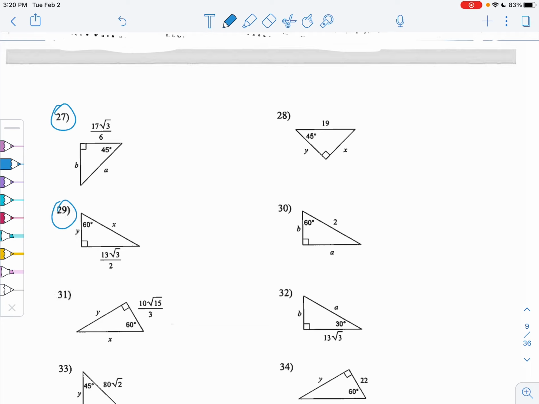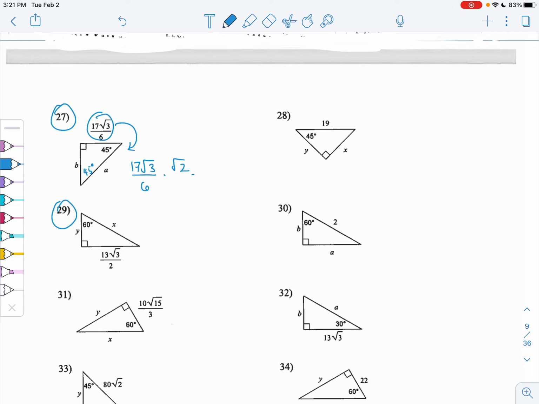So in 27, you're given a 45, 45, 90 triangle. We know that we're going here from the leg, which is shorter, to the hypotenuse. So that means when you're deciding between multiply or divide, it would be multiply. The factor would be radical 2 for 45, 45, 90 triangles. So you would take 17 rad 3 over 6 times radical 2.